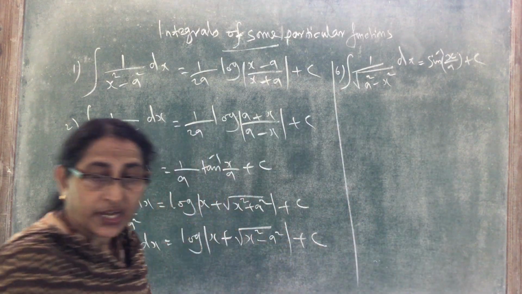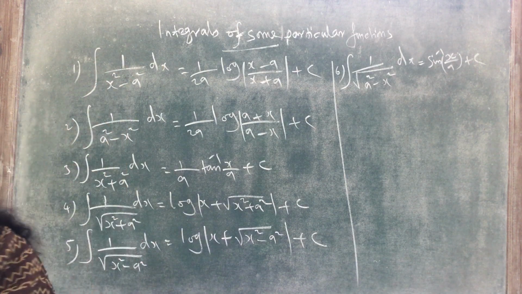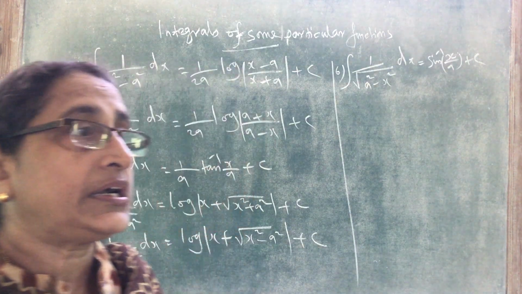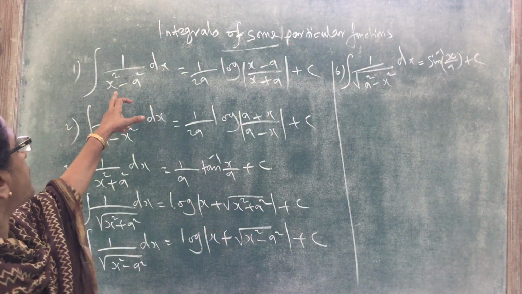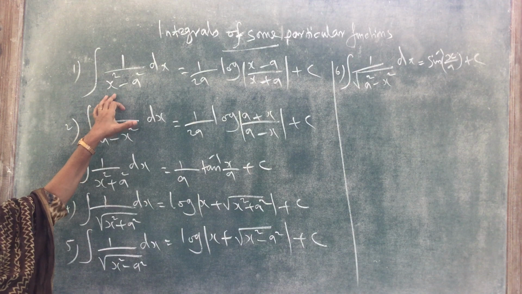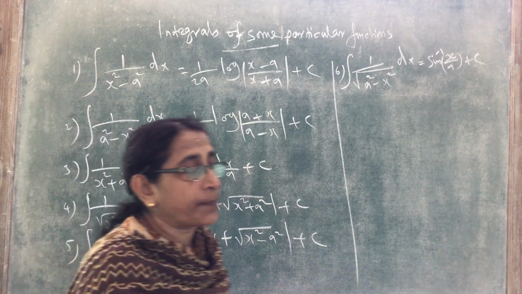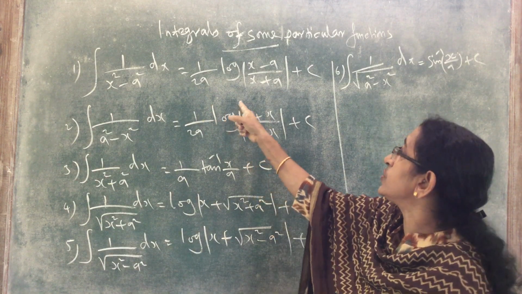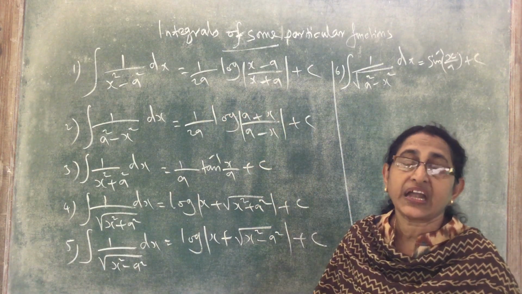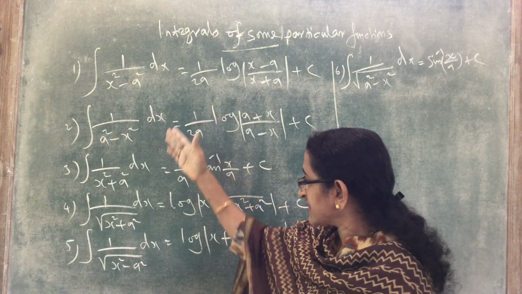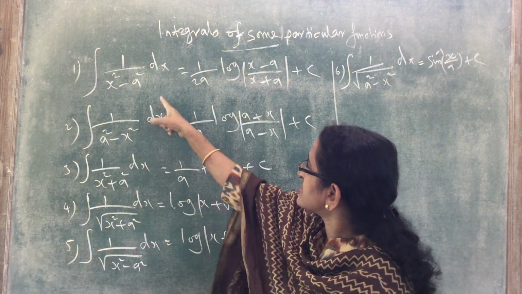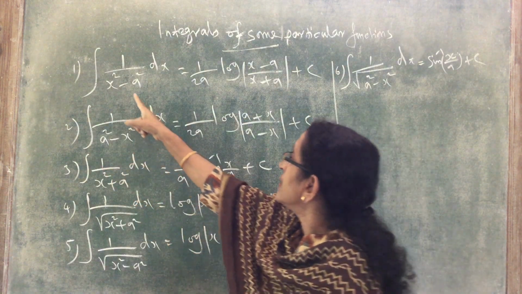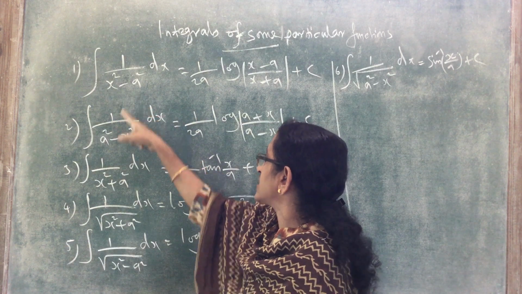So now let us move to the topic, integrals of some particular functions. We have to study some formulas. See the function of the form integral 1 by (x² − a²) dx, which is equal to 1 by 2a into log (x − a) by (x + a). See, compare these. In these three formulas, there is no square root in the denominator.